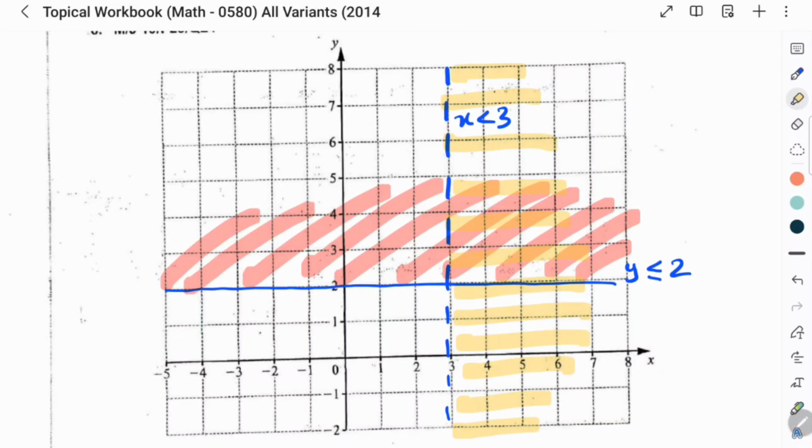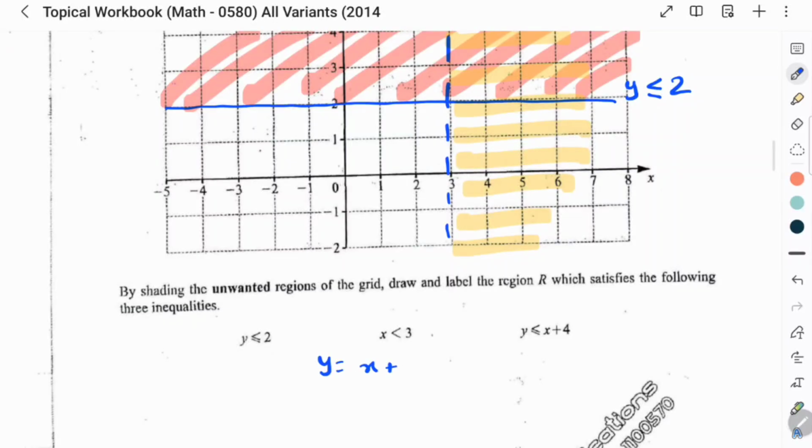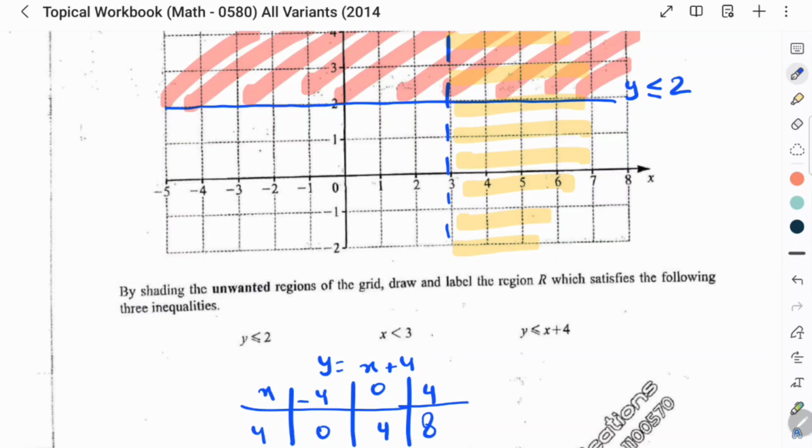The next line is y is less than x plus 4. So y equals x plus 4. If I take x equals -4, it becomes 0, then 0 and 4. If I take 4, it is 8. I'm not assuming the y value. I'm just assuming the x values which are present in our grid, and we substitute in the given equation which we are going to draw, and then we can easily find the coordinates.